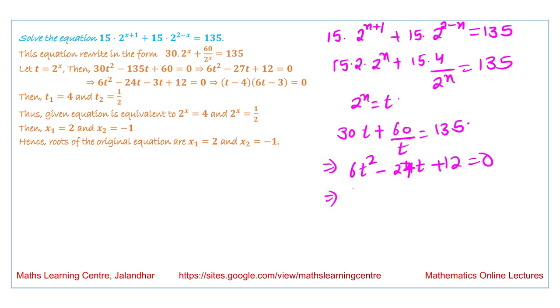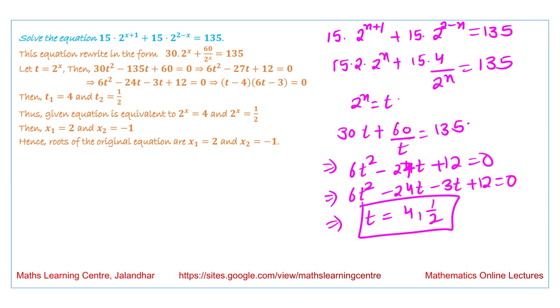Now if we factorize these terms, it is 6t square minus 24t minus 3t plus 12 is equal to 0. This gives us the value of t as 4 and 1 by 2. So these calculations are shown over here: we have the equation in this form and we obtain the values of t as 4 and 1 by 2.